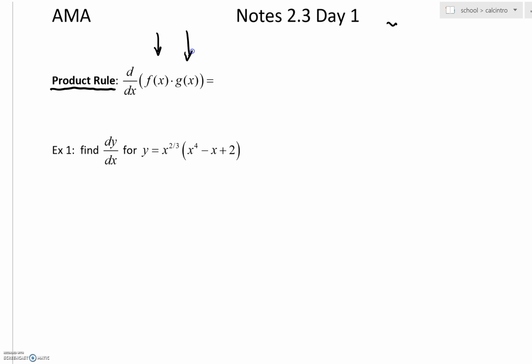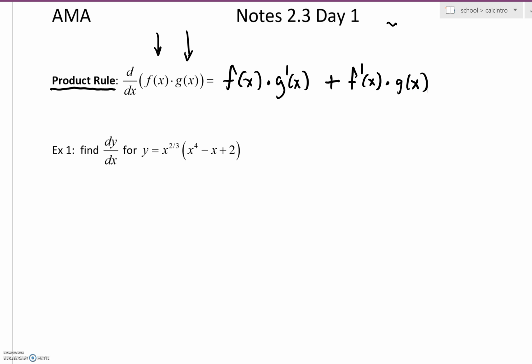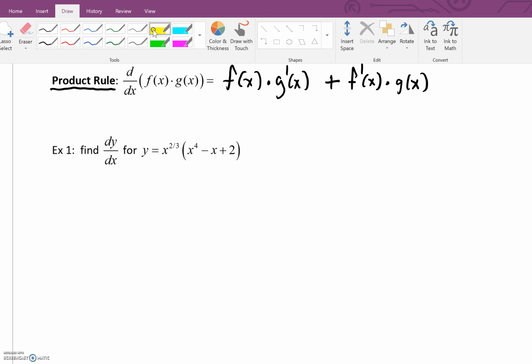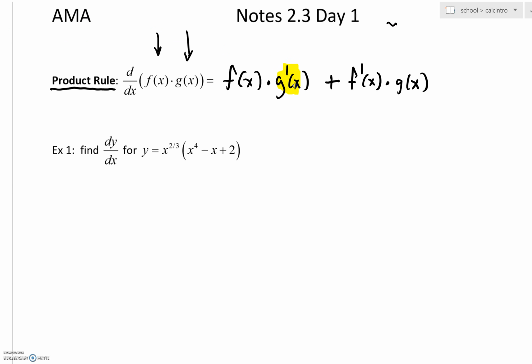The product rule is when you take the derivative of a product of functions, f of x times g of x. The product rule will be, and you want to have this memorized, very simply, f of x times the derivative of that second function, plus f prime of x, the derivative of the first function, multiplied to the second function. You're always going to have the derivative of one function multiplied to the original other function. So you're going to have that addition of the two.